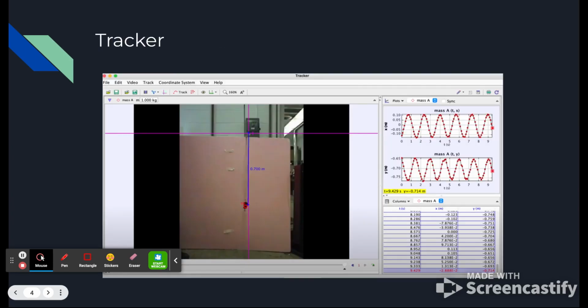So here's what my Tracker data looked like. As you can see, I set up the axes so that the origin is at the point that the spring is fixed to, and then I set the calibration stick to be 0.7 meters because that was the given length of the spring or the string. And on the side, you can see the values that I got by tracking the position.